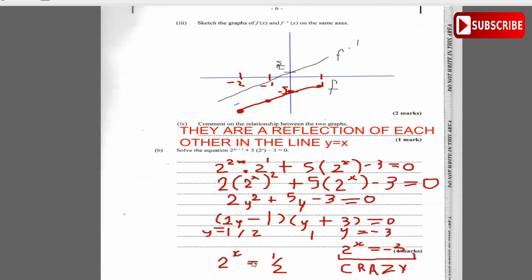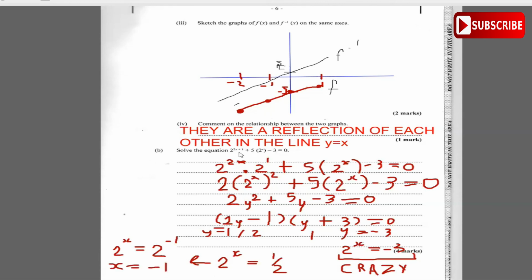All right, so 2 to the x is a half. We can rewrite a half as 2 to the minus 1. We can always rewrite a half as 2 to the minus 1. So what is x? x is negative 1. x equals negative 1. Nice and easy.